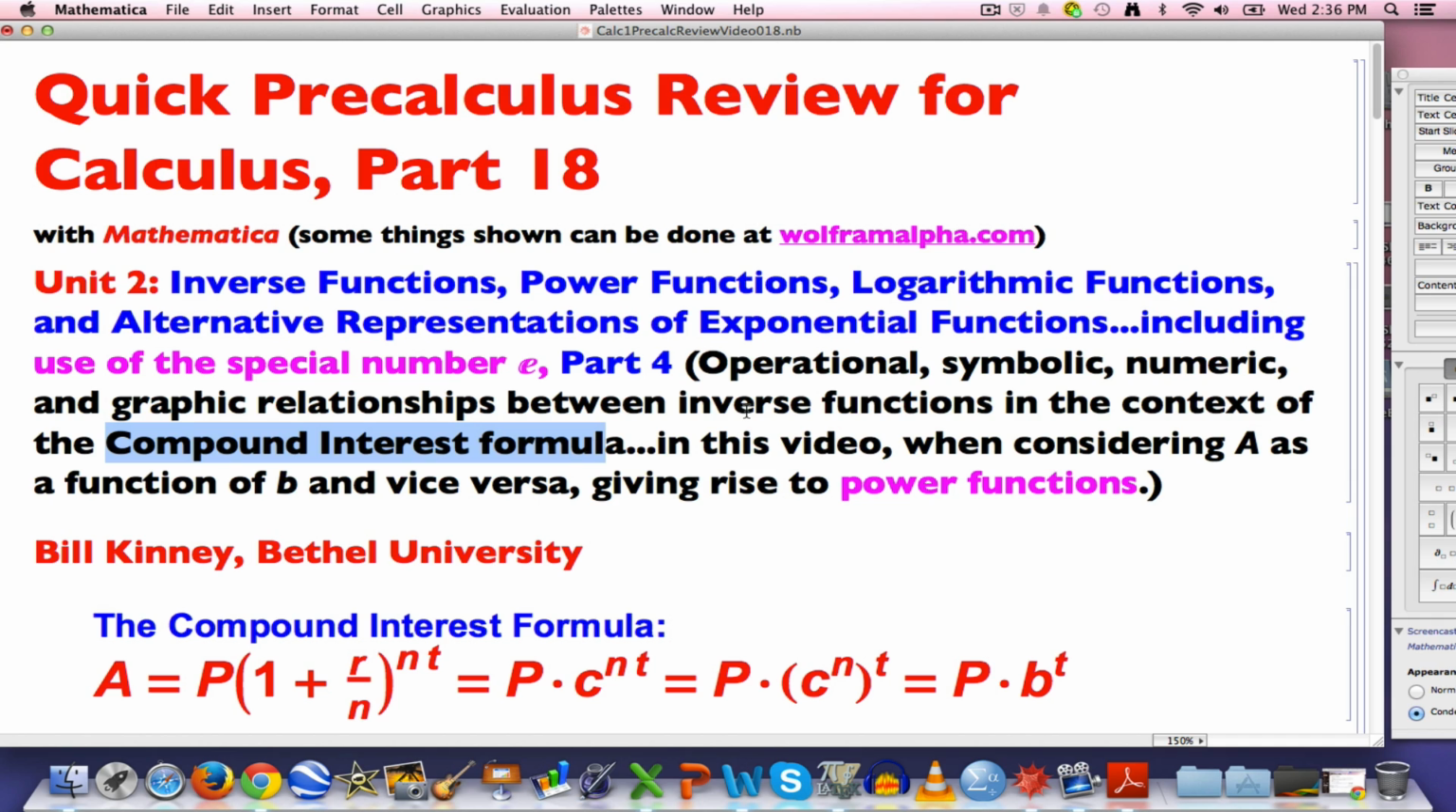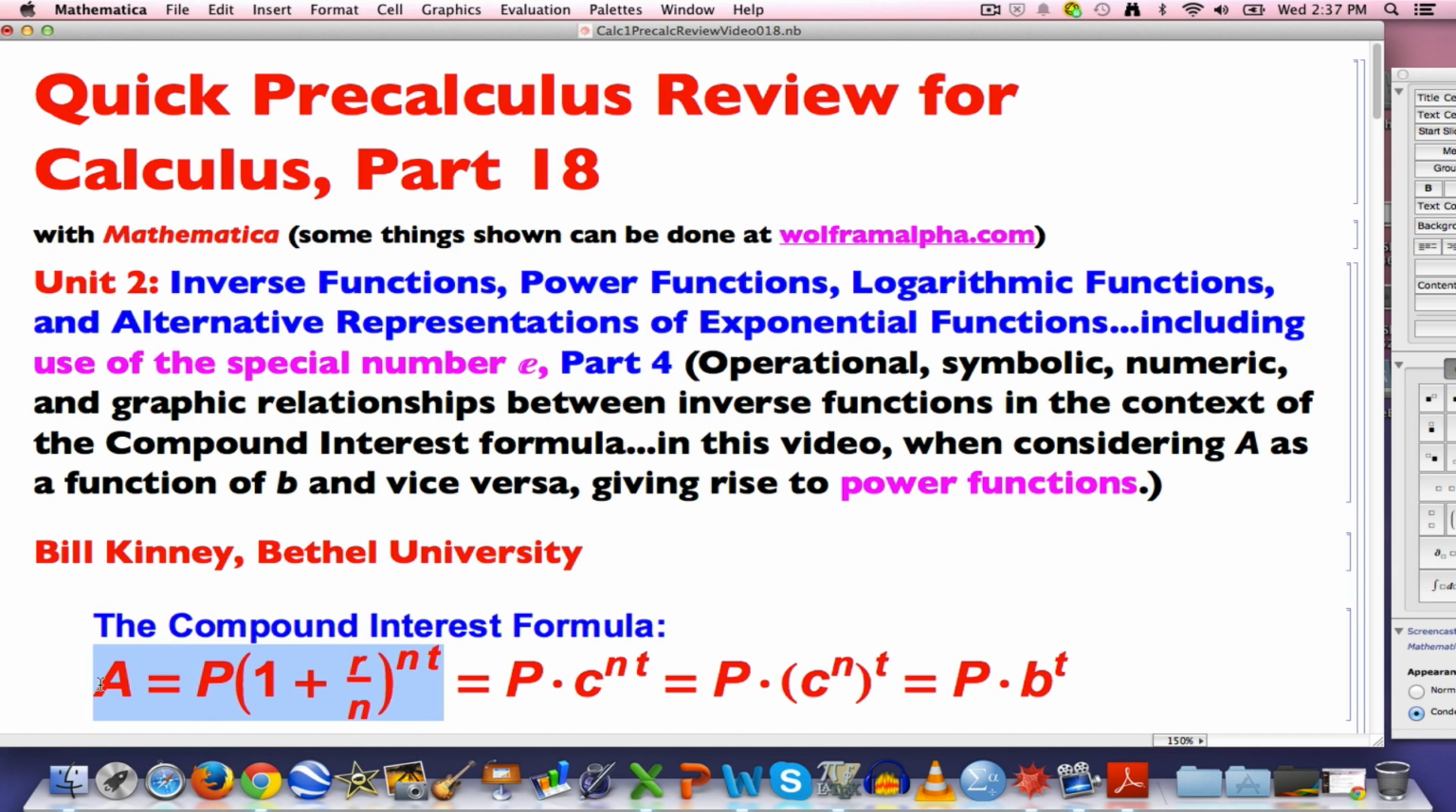So if the math is new to you, you're definitely going to want to watch Parts 1 through 3 of Unit 2 first. If the Mathematica is new to you, you're probably going to want to start at the beginning, Parts 1, 2, 3, etc., where I go through the Mathematica in a lot more detail, explaining it. I'm just going to use the Mathematica in this video. Got a lot to do. Hang on, you're going to want to pause a lot and take notes as you need to. We're talking about inverse functions, and operational, symbolic, numeric, and graphic relationships between inverse functions in this context.